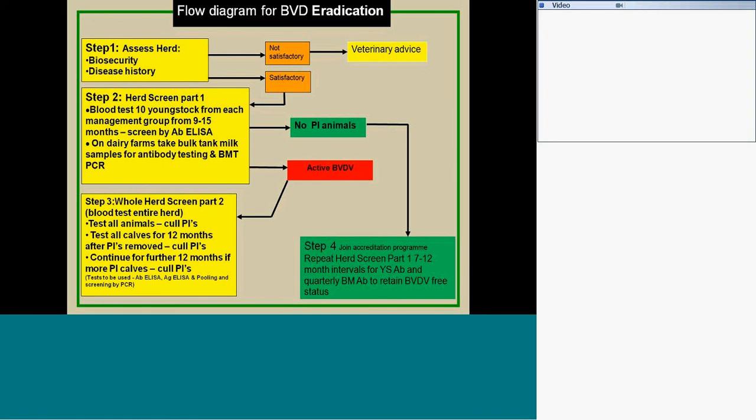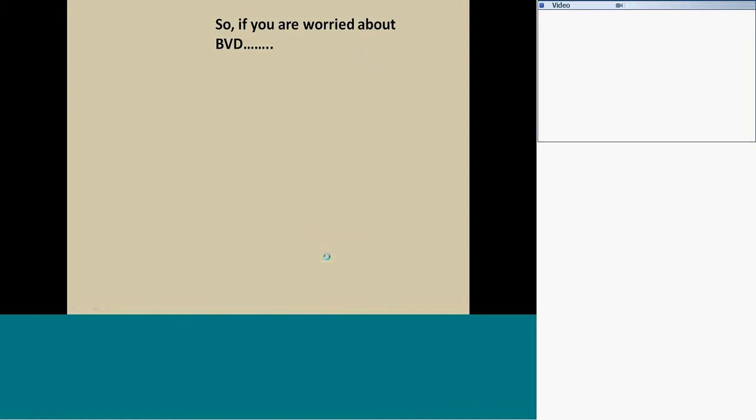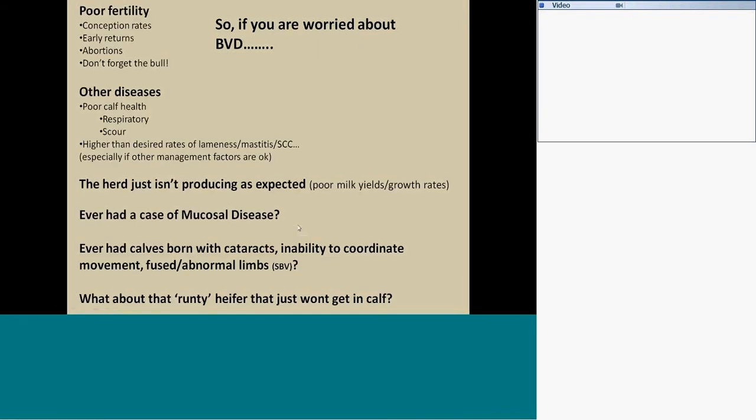And once you get to that point where you've removed all PIs and you've tested for 12 months and you haven't found any more, you can enter the surveillance stage of your program. So if you're worried about BVD and you see any of these effects that we talked about in the last presentation, talk to your vet.